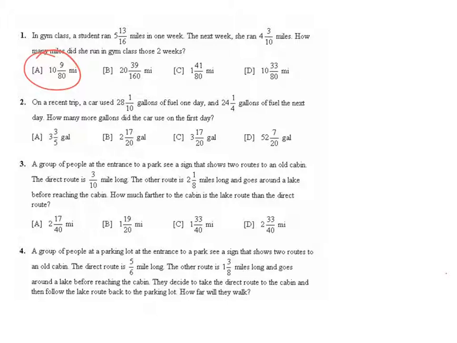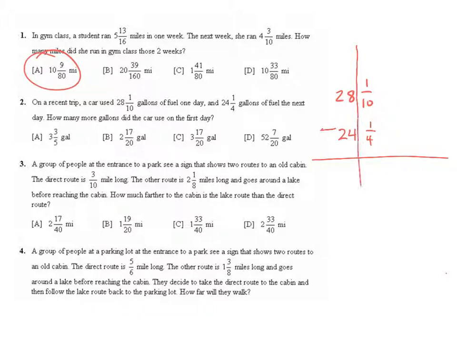Question 2 says, on a recent trip, a car used 28 and 1/10 gallons of fuel one day and 24 and 1/4 gallons of fuel the next day. How many more gallons did the car use on the first day? We are wanting to find out how far apart those two numbers are to find out how many more one of them is than the other. That means it is a subtraction problem. So I'm going to start with my larger number, 28 and 1/10, and subtract the smaller number, 24 and 1/4, to find their distance apart.